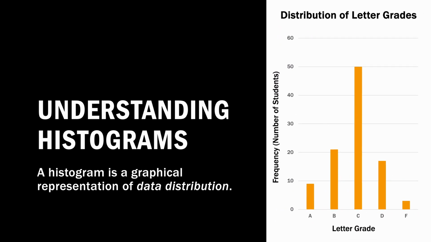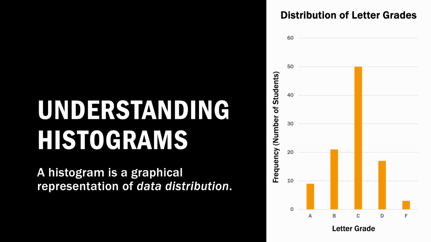A histogram is a graphical representation of data distribution. On the right, you see an example histogram showing the distribution of letter grades in a class. The x-axis represents categories of grades, where each category is determined by an interval. For example, the letter A corresponds to scores from 90 to 100. The letter B corresponds to scores from 80 to 89. The letter C corresponds to scores from 70 to 79. The letter D corresponds to scores from 60 to 69, and the letter F corresponds to scores below 60.